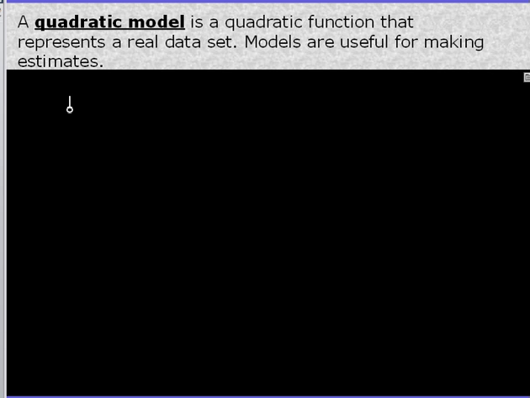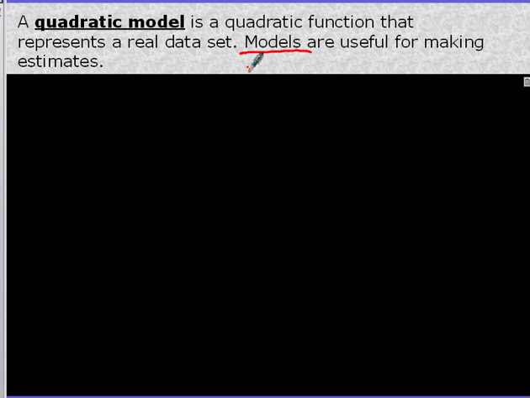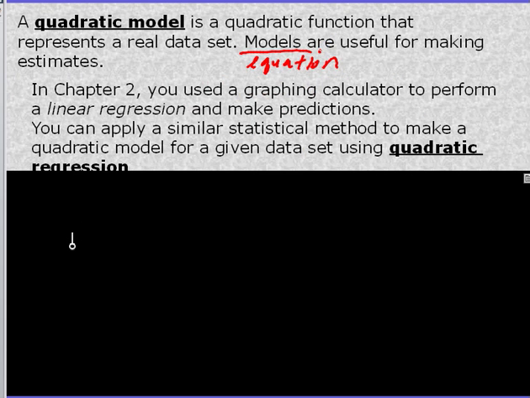A quadratic model is a quadratic function that represents a real data set. Models are useful for making estimates. So we did linear regressions. We took two data sets, put them into our calculators, did a linear regression on it, and it gave us an equation, which is basically our model. So then we can make predictions for data that we don't have.